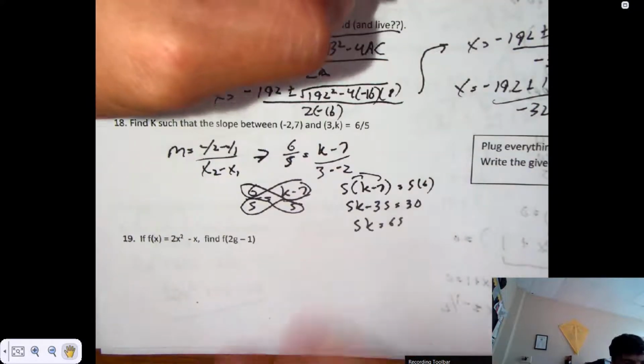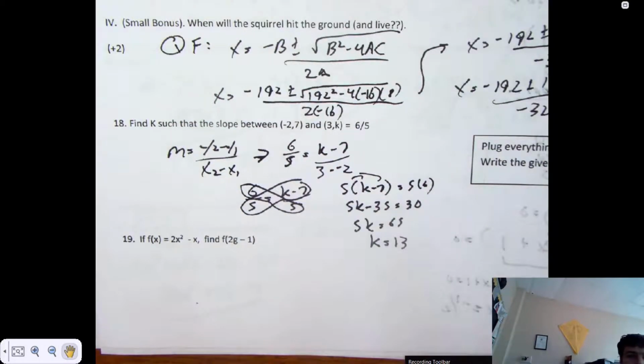Now, you know full well that what you're going to do is you're going to add 35 and get 65. Then you're going to divide by 5, and you can get that k is 13. I'm amazed that that worked out to be a whole number, to be honest with you, but it did. So there you go.